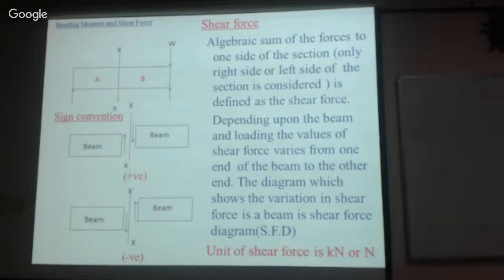When, from this section, we calculate the left hand side, if the sum of the vertical forces results in upward, then it is positive. I have taken this as positive, and the vice versa. If I get the right side result downward, then I will also consider this as positive. Similarly, it is vice versa: if I calculate the shear force from this section, the algebraic sum of all the forces in the left hand side results in downward, and on the right hand side the result is upward, then it is negative shear force. I am calling this negative shear force, isn't it?